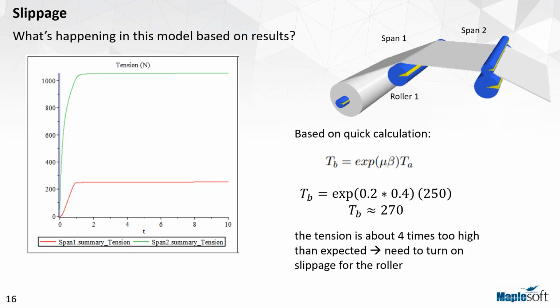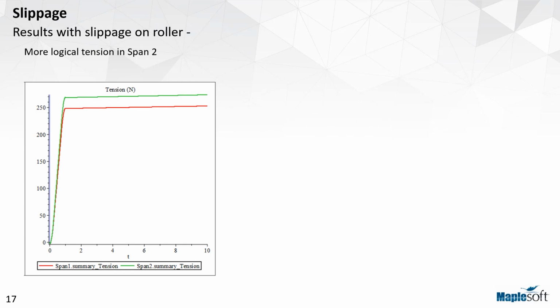So we need to turn on the parameter of slippage for the roller. Now, turning on this parameter gives us a better insight as to what's going on. And now we get much more logical results. This is much closer to what we just calculated, of the tension in span 2 being closer to that 270 newtons. So how can we model this system without using the slippage parameter inside a roller?